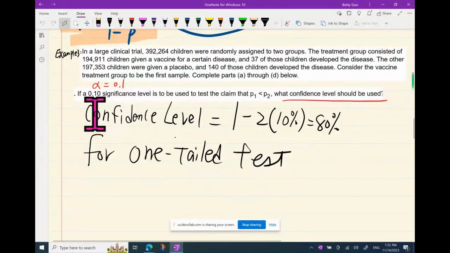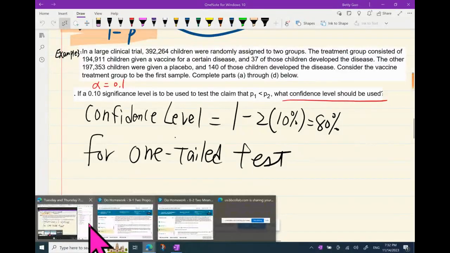We use 1 minus twice 0.1. The significance level is 0.1. Twice of it is 0.2. So we subtract 0.2 from 1. We have 0.8. So the confidence level is supposed to be 80%. So that's the confidence level we need to apply when we use the interval to test the claim. Make it very clear.